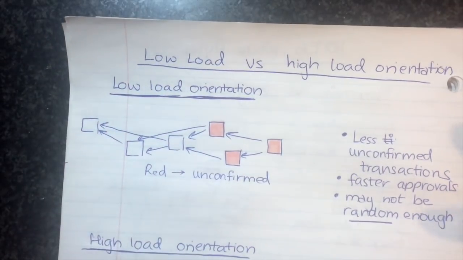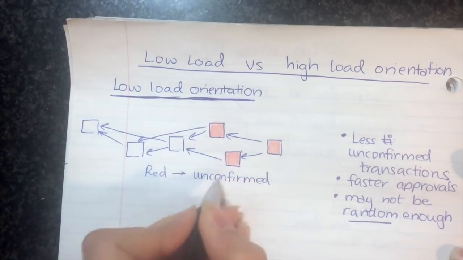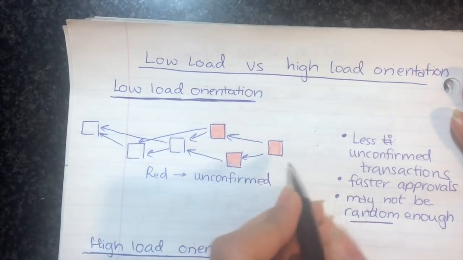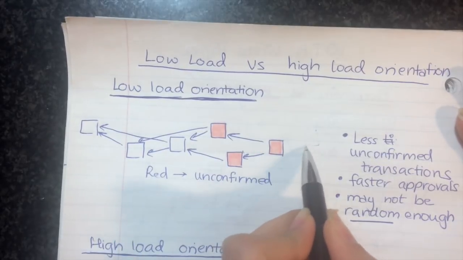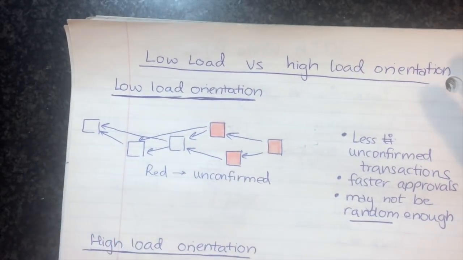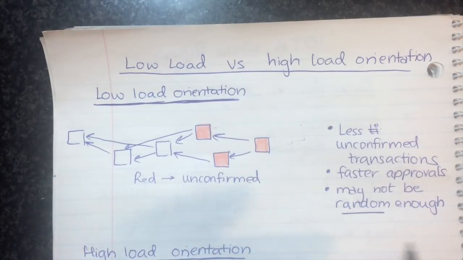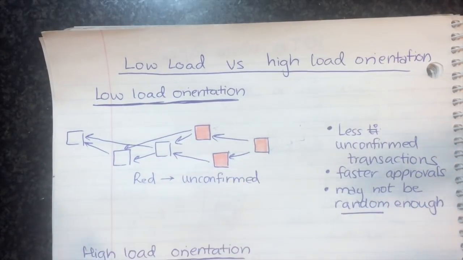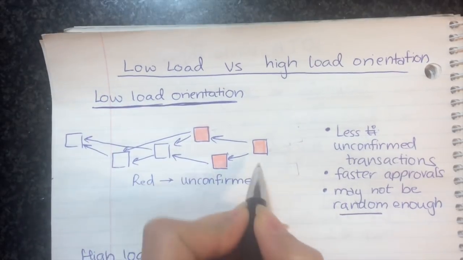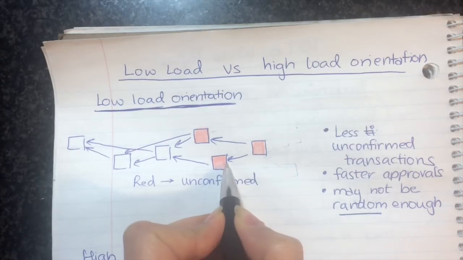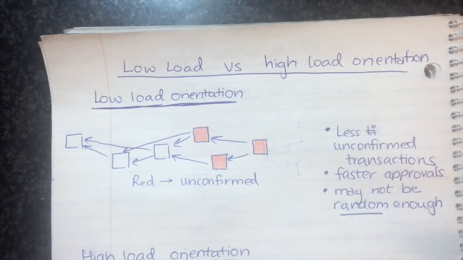So in a low load, as new tips keep on coming in, they verify the tips. For example, if I have a transaction that is coming here, it'll be verifying things that are still unconfirmed, this and this. Now there are some good parts and some bad parts about it. Since it's trying to verify more of the transactions that are not yet confirmed, it will have faster approvals. So if I'm going to be verifying only this and this, these will get approved faster. However, it may not be random enough.